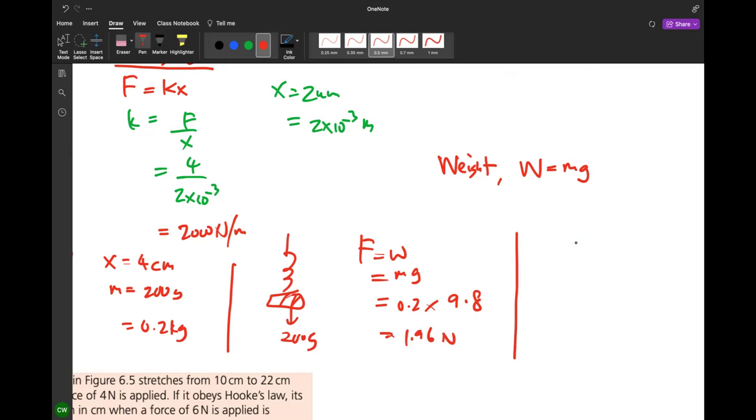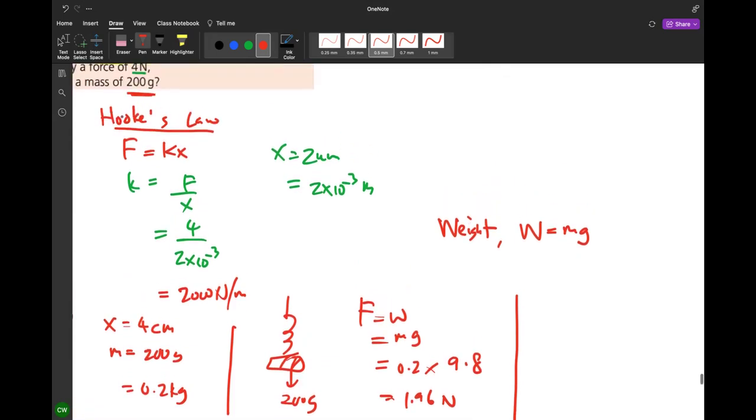Hooke's law 的 formula 是什么？ Maggie, what is the formula for Hooke's law again? Hooke's law formula. Do you know this is called Hooke's law? Do you know what is Hooke's law? This one.